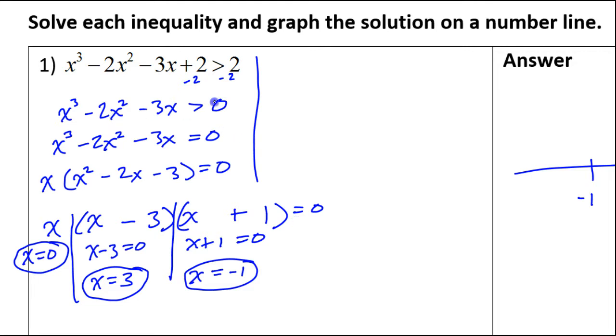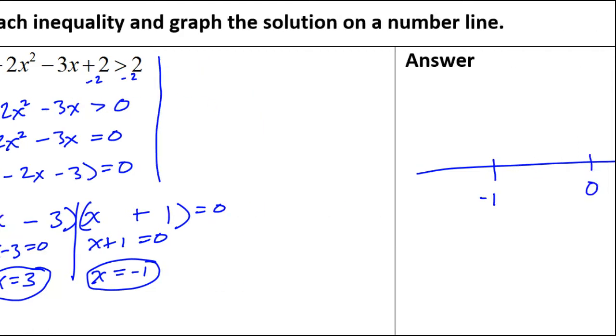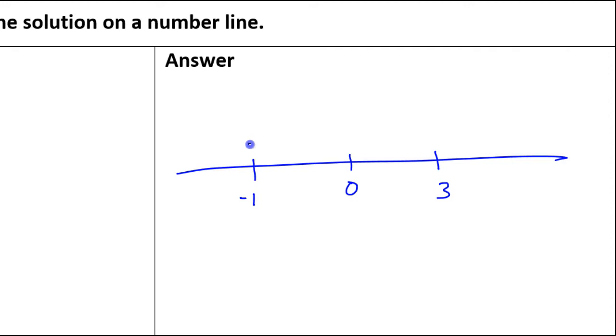Now the solution to this inequality will be the places where the function is greater than 0, not equal to 0. So these will not be solutions because they make the function equal to 0. So I will graph them, but I will show that they are not to be included in the solution set by making them open circles. Now, these boundary points are dividing the number line up into 4 intervals. I need to take a test value in each one of these intervals.